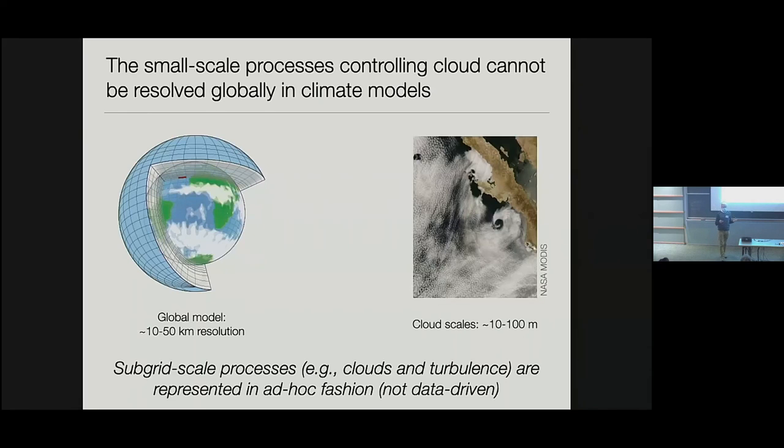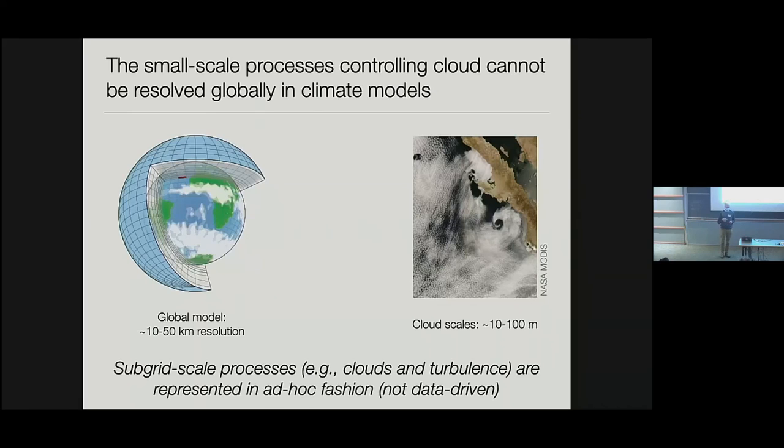A climate model has a resolution of typically 100 kilometers going towards 50. And some models have been run at kilometer scale resolution for short times. But that's still a far cry from what you need to resolve these clouds. So even if you could do kilometer scale resolution, you're still a factor of 100 or so away in resolution of what you need to resolve the clouds.